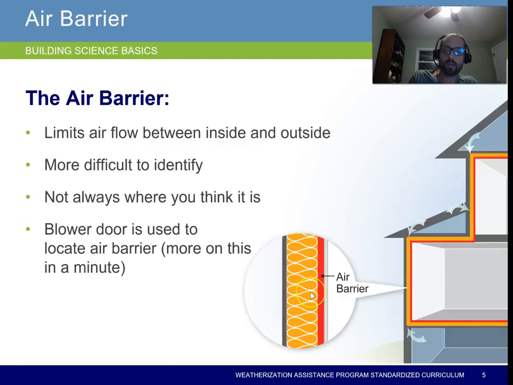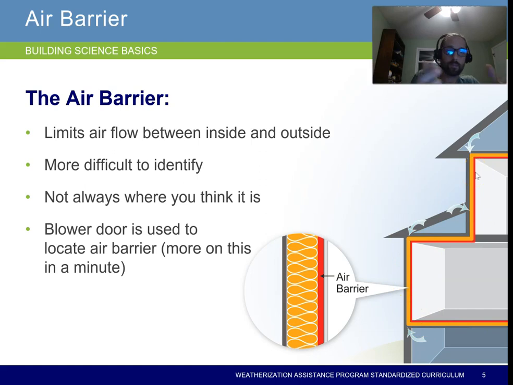Now the air boundary, or the air barrier, on the other hand, prevents airflow between inside and outside the building, right? So it's represented here in the red color. And you can see, again, ideally you want to have the air boundary continuous all the way around the building envelope. And it should be in contact with that thermal boundary as well, right?